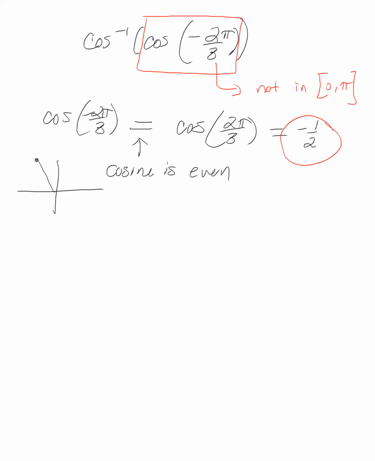I can do what I did before, and I can replace cosine of -2 pi over 3 with that. Let's do that. So cosine inverse of the cosine of -2 pi over 3 is equal to the cosine inverse of what I know cosine of -2 pi over 3 is equal to. We said it's -1/2.